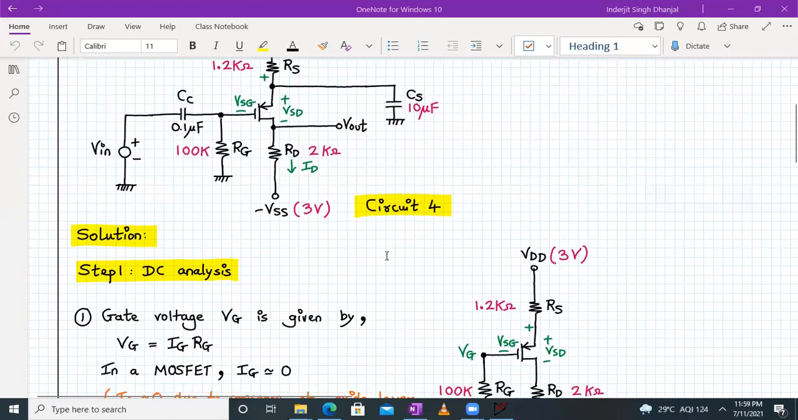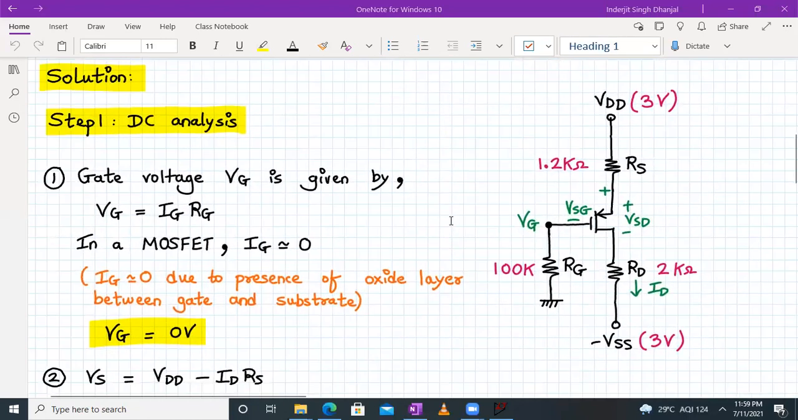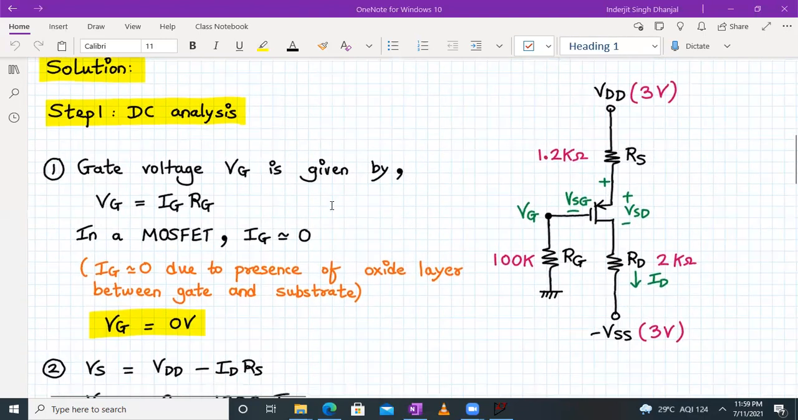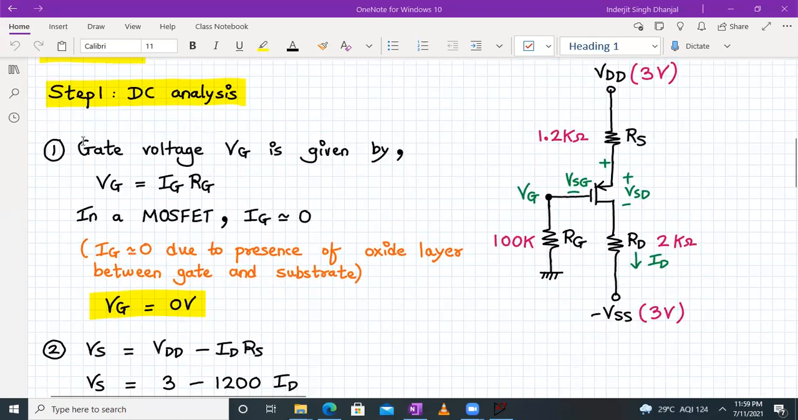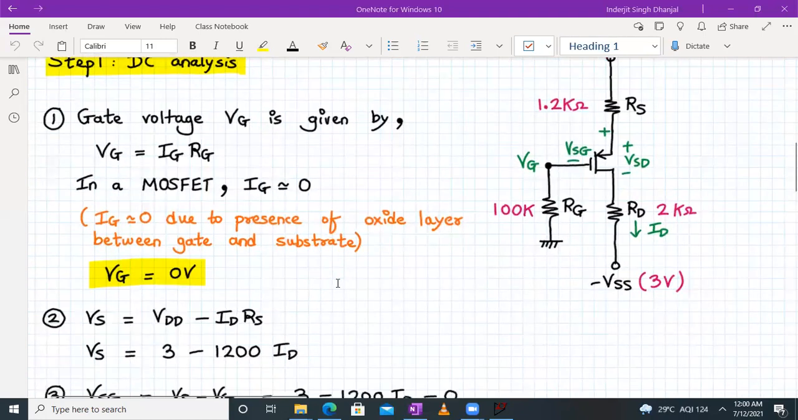Okay, so step number 1, DC analysis. This is how the circuit will look. We have additionally marked the gate voltage VG. The gate voltage will be given by IG into RG. Now in a MOSFET, the gate current is 0 because of the presence of the oxide layer between the gate and the substrate. So since IG is 0, VG will be equal to 0.